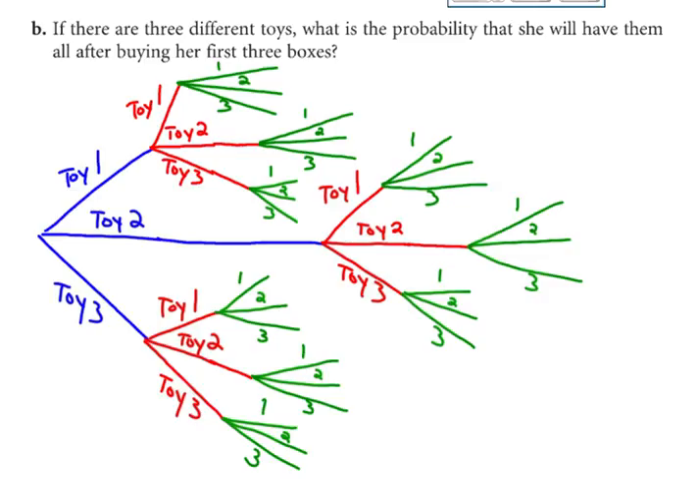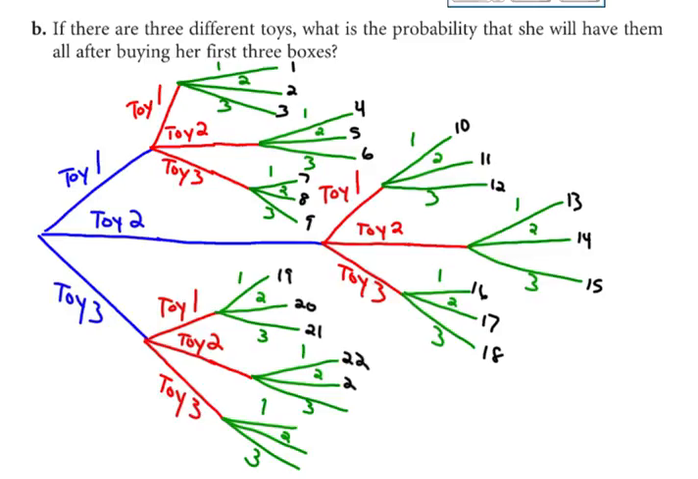Okay, so we have all the different possible outcomes here. And we can see that there are 1, 2, 3, 4, 5, 6, 7, 8, 9, 10, 11, 12, 13, 14, 15, 16, 17, 18, 19, 20, 21, 22, 23, 24, 25, 26, 27 different outcomes. And we need to see how many of these outcomes result in Talia getting all 3 toys.